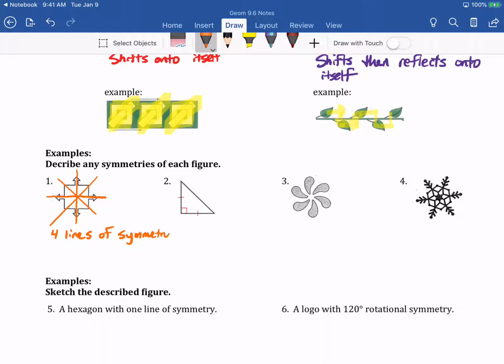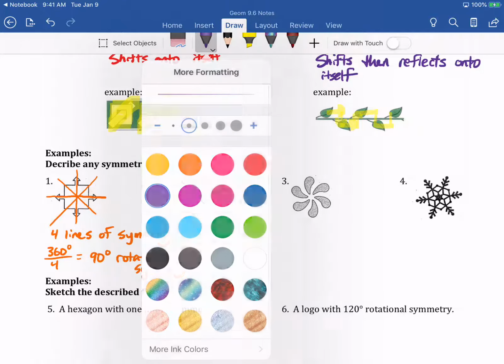And a lot of the time, if a figure has lines of symmetry, it usually has rotational symmetry also. Not always, but very often. So if we know it has 4 lines of symmetry, if we take 360 degrees and divide it by 4, we would get 90 degrees rotational symmetry. So you could take 360 and divide it by the number of lines of symmetry to get the rotational symmetry.